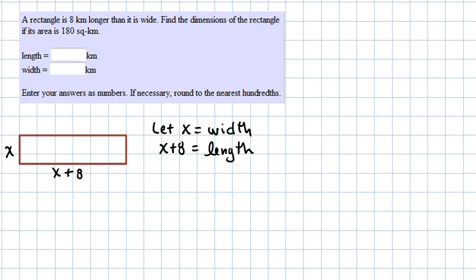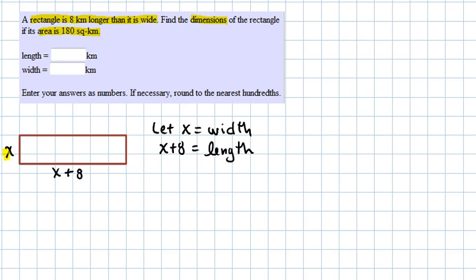Okay, this problem looks fairly straightforward. It says we have a rectangle where the length of it is 8 kilometers longer than the width. It wants us to find the dimensions, so the length and the width, if the area is 180 square units. So I've drawn a picture down below.